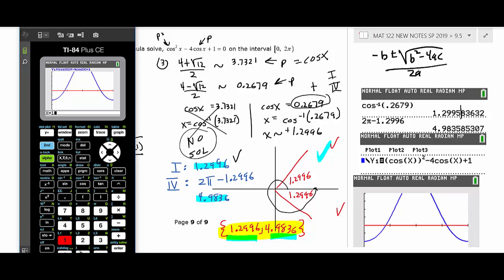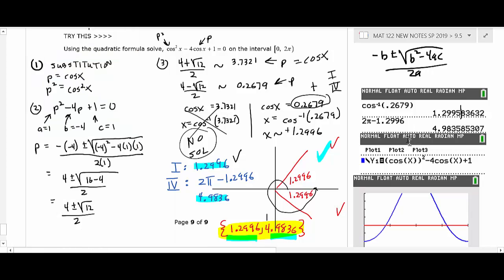So if I trace 1.2996, that's coming up pretty close to 0, so that's got to be right. Then if I trace the 4.9836, that also comes up close to 0. Okay, so that's right.